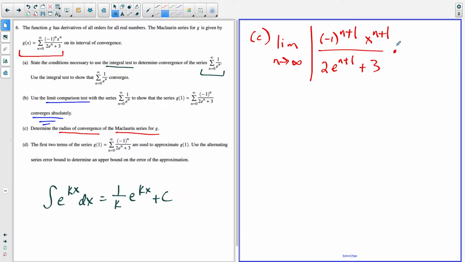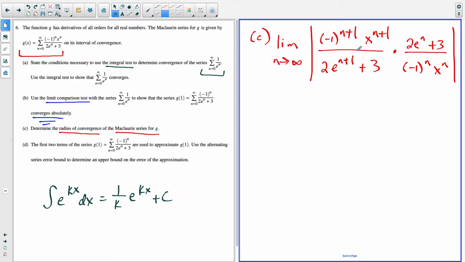Just know, if I were to divide by (-1)^n x^n over 2e^n + 3, that's just going to flip to this expression here. So I'd have times (2e^n + 3) over (-1)^n x^n. It helps to be able to do that little bit of algebra right away, so you don't have to write out too much.